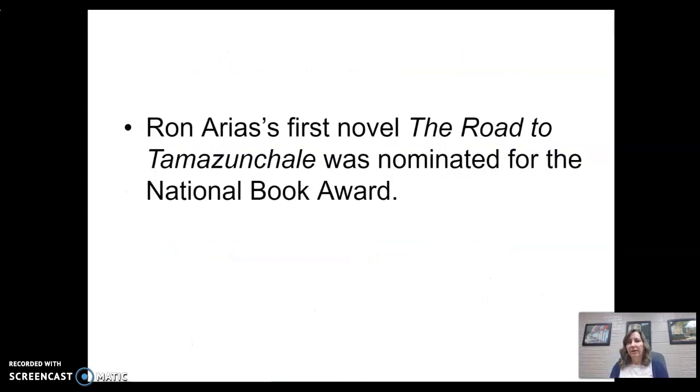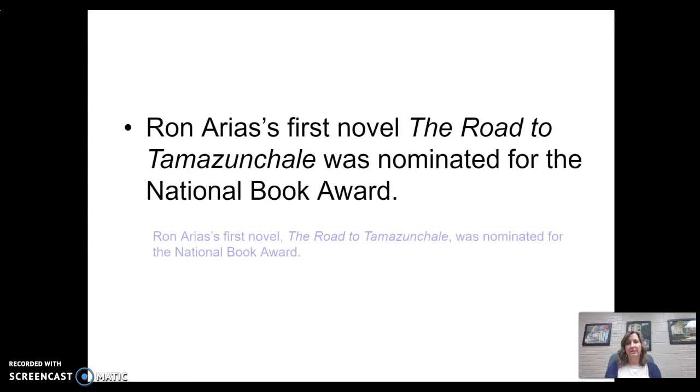Okay, Ron Arias's first novel, The Road to Tamazunchale, I don't think I'm saying that right, but I'm trying, was nominated for the National Book Award. In this one, if the sentence just said Ron Arias's novel, and it didn't give us "first," that word is kind of important in this sentence, then we would need to know the title. But since it says Ron Arias's first novel, that's giving us a specific one, and so the title in this case is extra information.